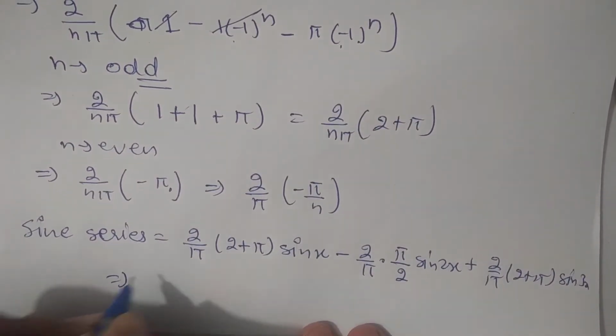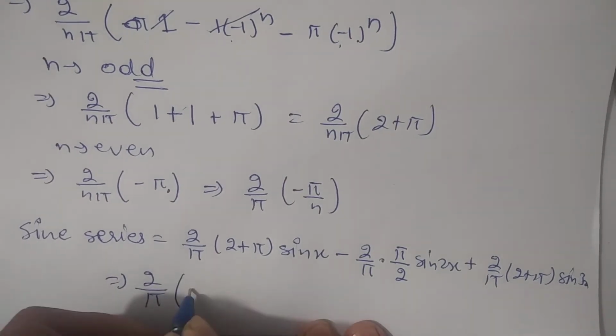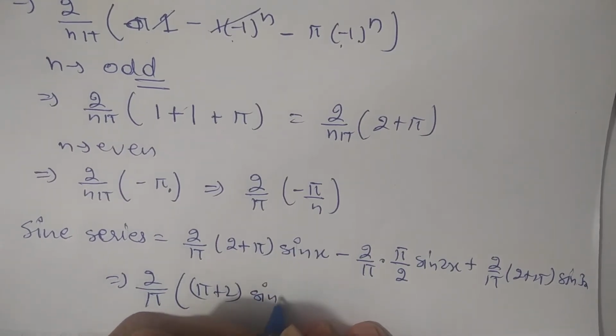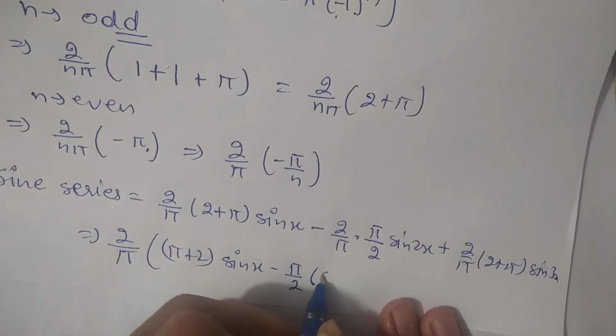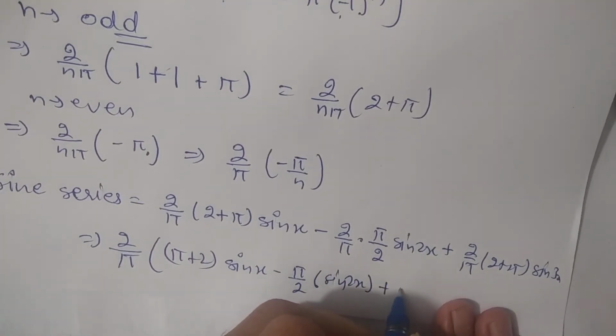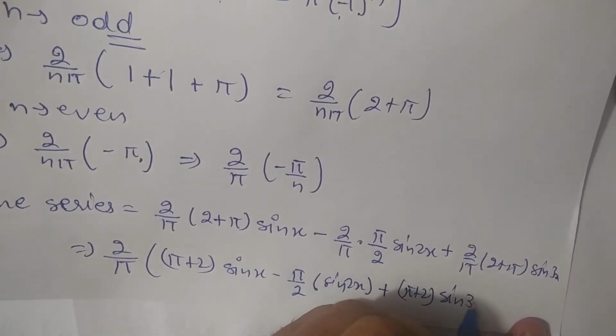So I can take 2 by pi outside common, and inside the value will be pi by 2 plus pi plus 2 into sin x, minus pi by 2 into sin 2x, plus pi plus 2 into sin 3x, and so on.